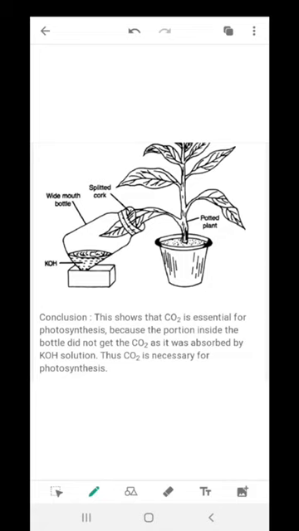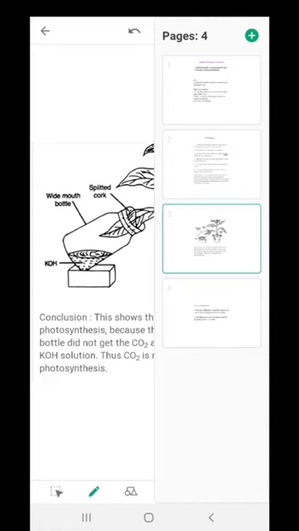Students, hope you understood the procedure of this experiment. Now, there are certain precautions needed to be taken during this experiment. Let us see what the precautions are.